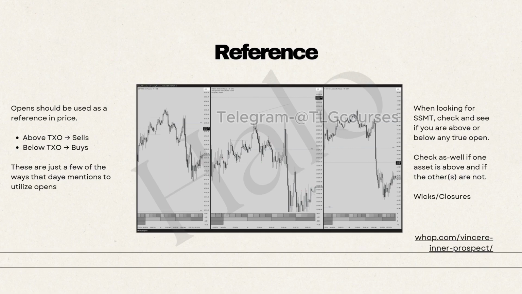These are just a few ways that they mentioned to utilize openings, and I'm going to show you guys right now. When you are above true X open, you look for sells. And when you are below true X open, you look for buys. Now, I put X because X can be true week, true day, true month, all depending on exactly the scenario you're looking at.